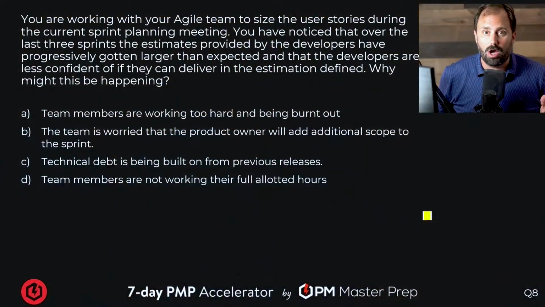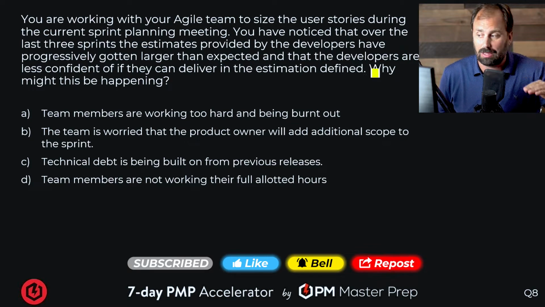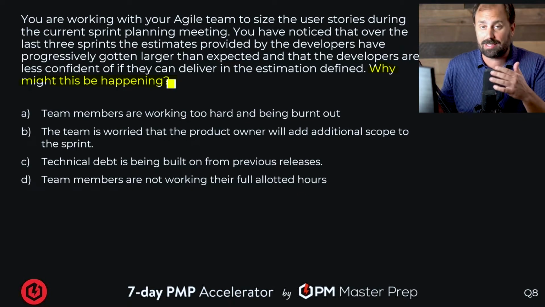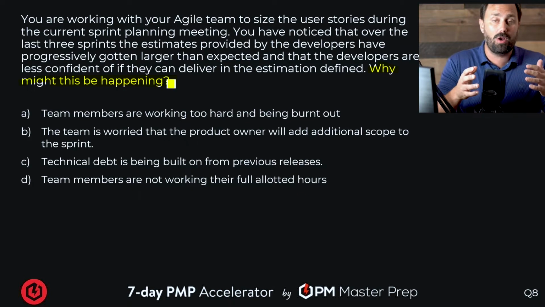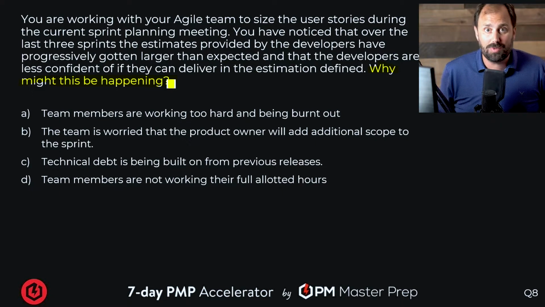All right, so if you listen to questions with me, we gotta start at the end first, the last sentence. Don't make that mistake. Why might this be happening? This isn't a what-we-do-next thing. This is a what's going on now and what root cause could cause us to have this issue. So we gotta be a little Sherlock Holmesy. We gotta figure it out.